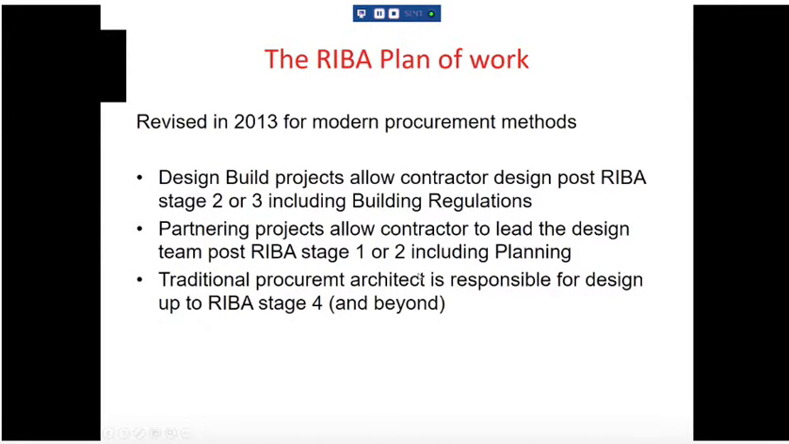So it got revised in 2013 to take account of modern procurement methods. And as I said, design build projects, quite often the contractor gets taken on board at the end of RIBA stage 3. That's when you've done your scheme design drawings, the sort of things you pin up in a design review. Sometimes it's at the end of stage 4. And in partnering with this university, quite often it's even earlier than that. With a traditional procurement, the architect is responsible for everything to do with RIBA stage 4 and beyond.